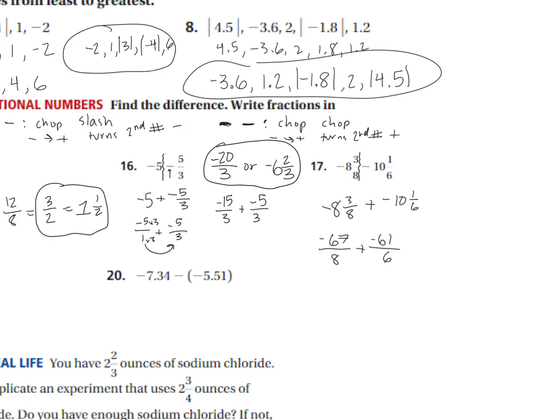Okay, and then I'm going to think what number could go into both, or what number could I make with both 8 and 6? Well, if I think about it, 24 would be the first option I have. So I'm looking to get to where both of these are over 24. 8 times 3 gets me there. 6 times 4 gets me there.